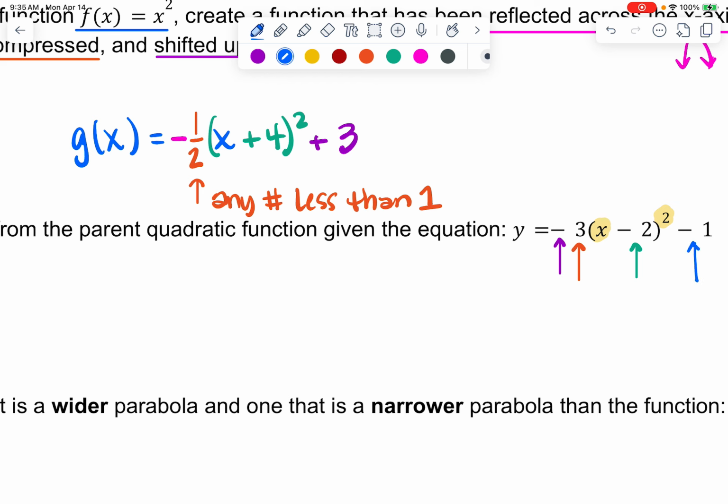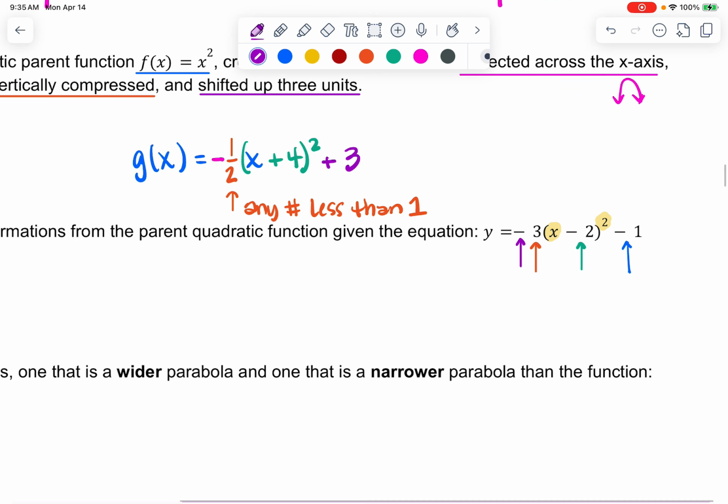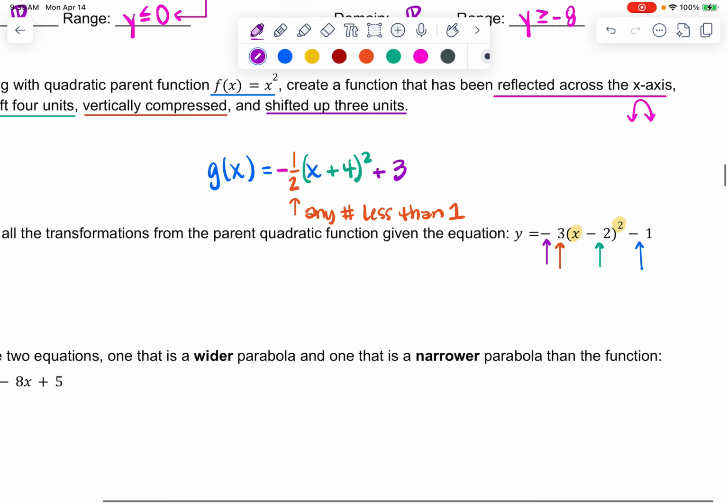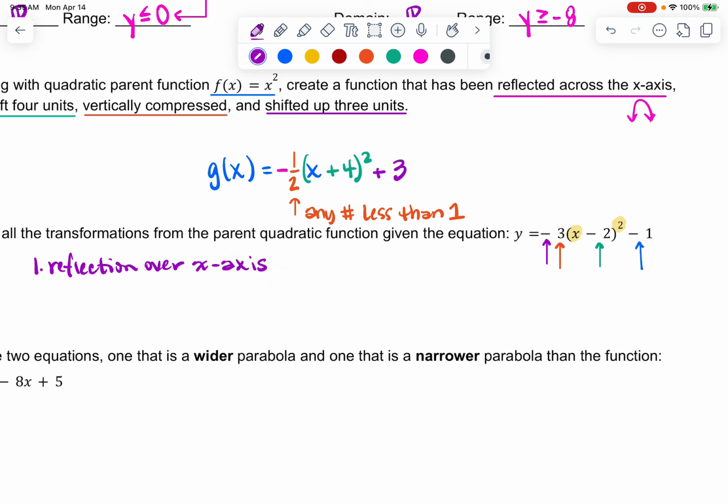Okay, so there's actually 4 transformations happening here. So let's just go through them. I'm just going to go left to right. So the first one, I'm going to kind of color code it here. The first one is the negative. Well, of course, that means it's opening down, so that's a reflection over the x-axis. Okay, so that's number 1.